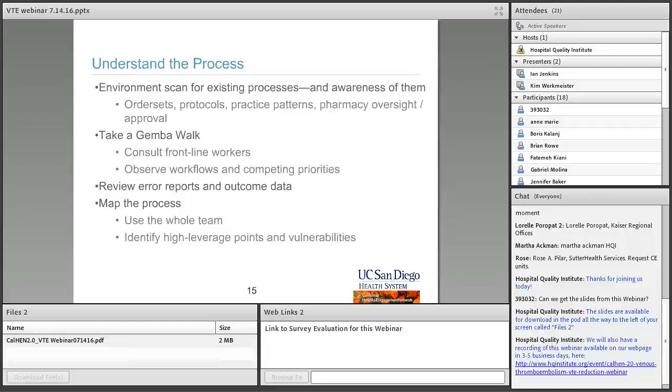And it helps also to map the process of getting patients on VTE prophylaxis from the moment they're admitted until the drugs are delivered and the patients are discharged. It helps to use the whole team for this because everyone has some specific knowledge that everybody else lacks. And you really want to get down to the nitty-gritty and identify the high leverage points and vulnerabilities. How do we make mistakes, for example?